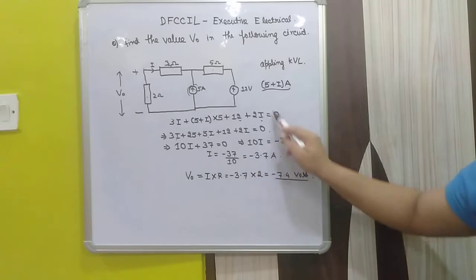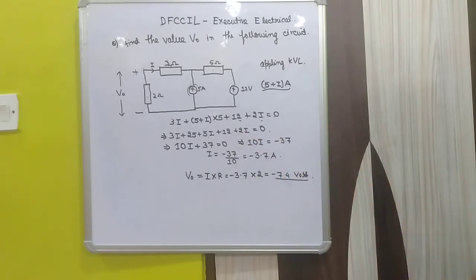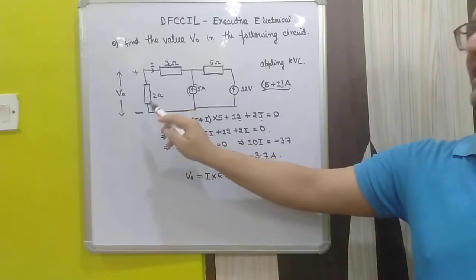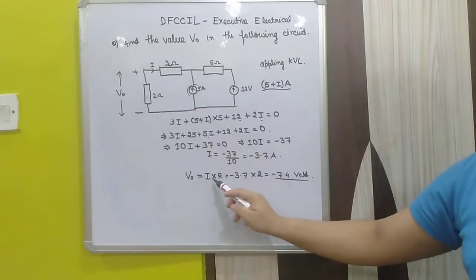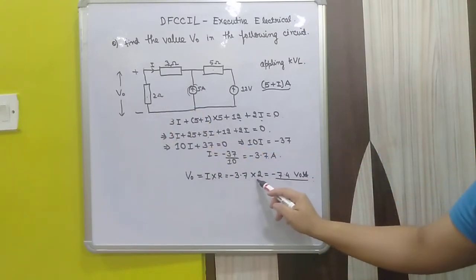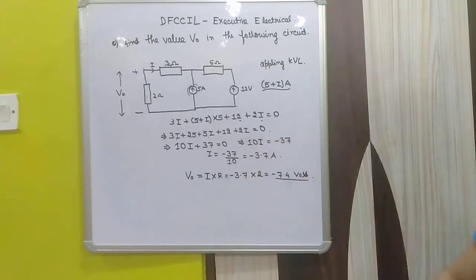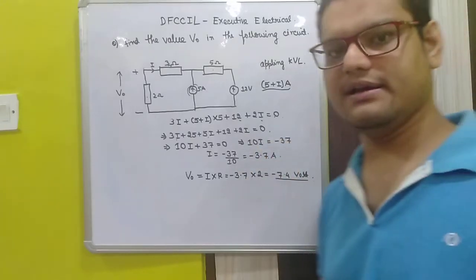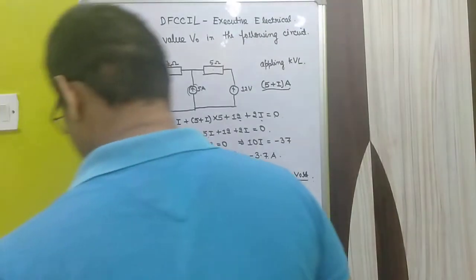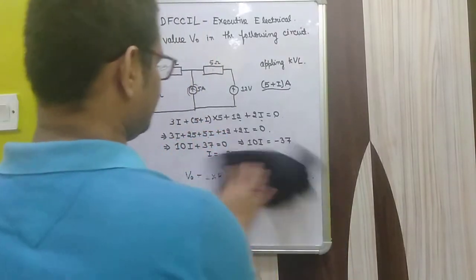We just do full calculation. We get I is equal to minus 3.7. And V naught is across 2 ohm resistance. So we have done V naught is equal to I into R, that is 3.7 into 2, that is 7.4 volt. I hope this numerical is now clear to you. So now I proceed to the next question.